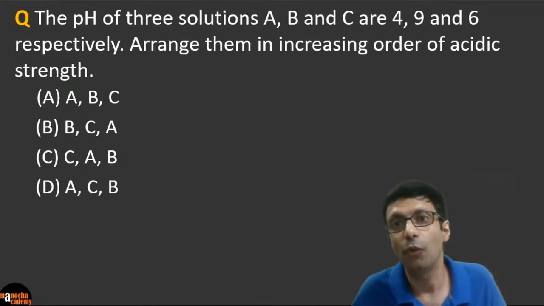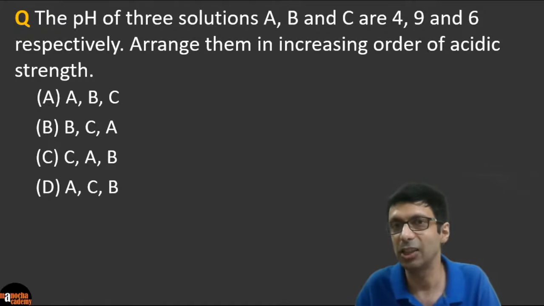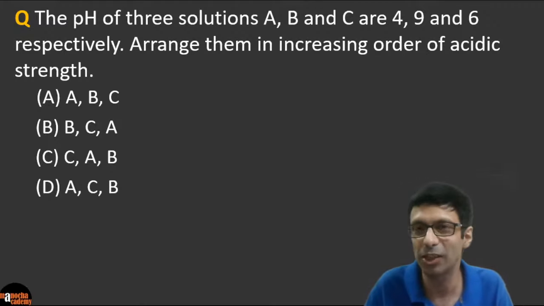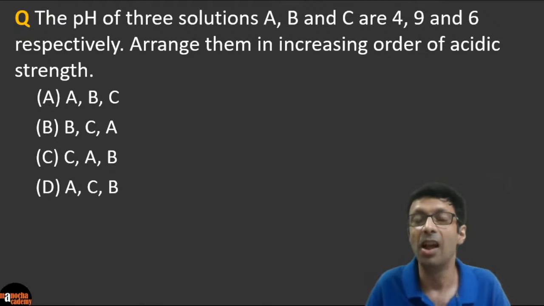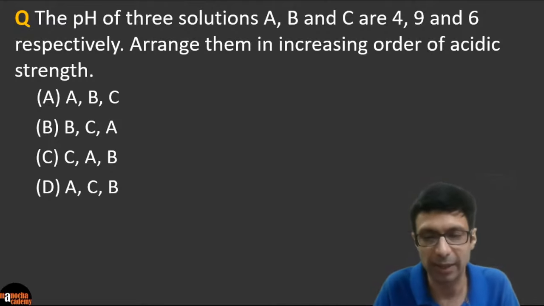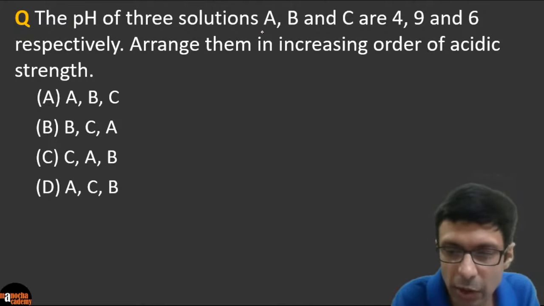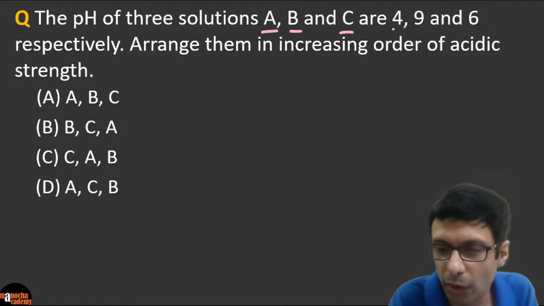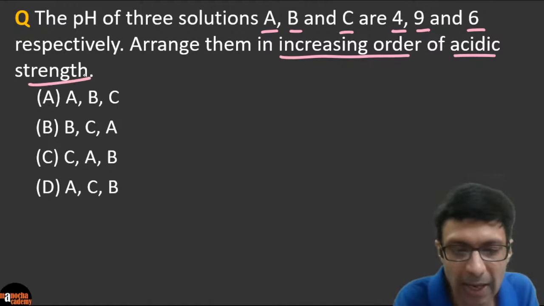The pH of 3 solutions A, B and C are 4, 9 and 6 respectively. So this is a pH based question. Remember we talked about the pH scale. I want you to arrange them in the increasing order of acidic strength. So we have these 3 solutions A, B and C with pH values 4, 9 and 6, and arrange them in increasing order of acidic strength.